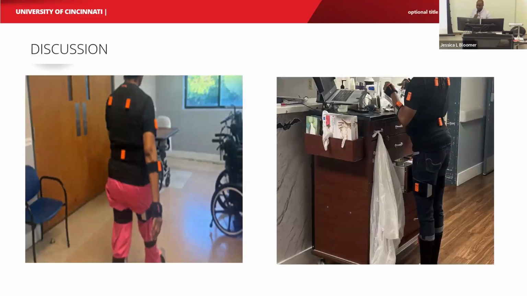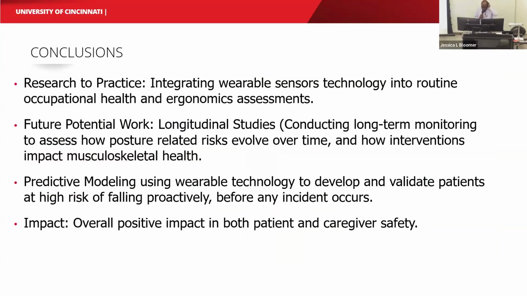So you can see in this picture, these are the sensors that we put on the participant, and we try to follow them from the first 4 hours of their shift when they're helping a patient to objectively quantify that. So in conclusion, in research and practice, we are trying to integrate wearable sensor technology into routine occupational health and ergonomic assessment to get the real world data, the objective quantification, and not the subjective one.